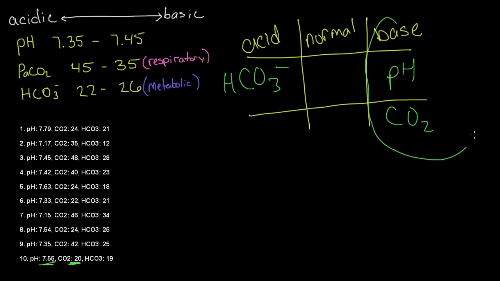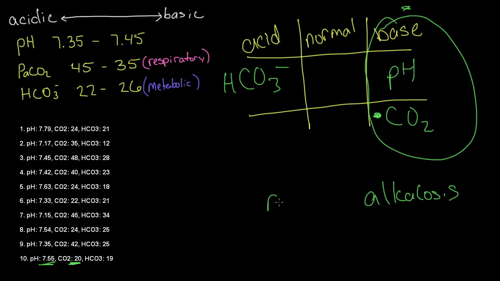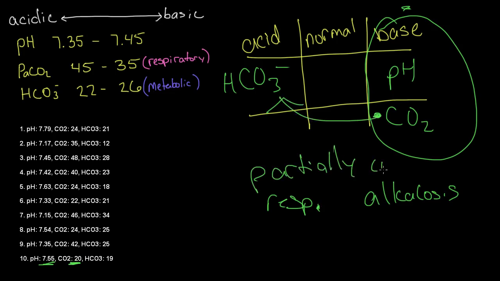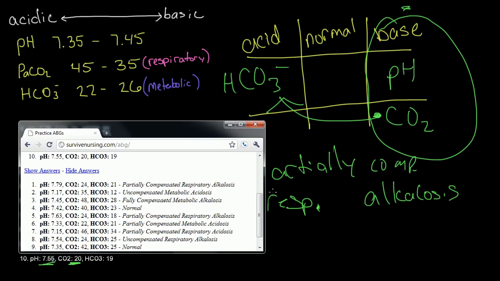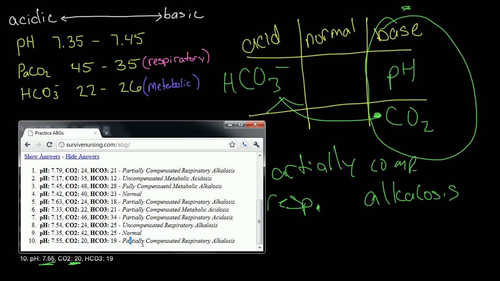So tic-tac-toes here, basic column, so alkalosis. Our parameter used to make it up is CO2. CO2 is a respiratory value, respiratory alkalosis, and our opposite parameter is partially compensating. So let's go ahead and double check our answer here. Partially compensated respiratory alkalosis. Okay, so this is correct.